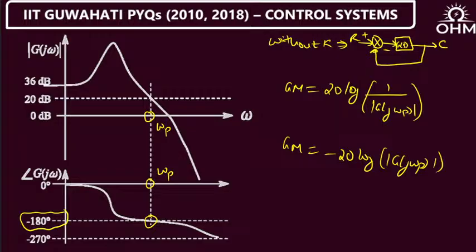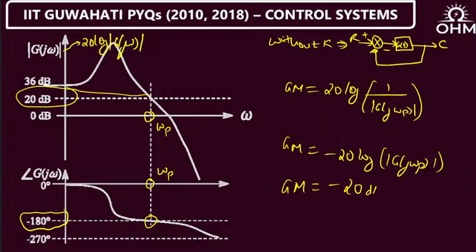Although they have written this as mod G(j omega), in the Bode plot the magnitude is actually 20 log mod G(j omega). So at omega p, what is the magnitude in decibels? At omega p, it is 20 decibels. So the gain margin is minus 20 decibels.